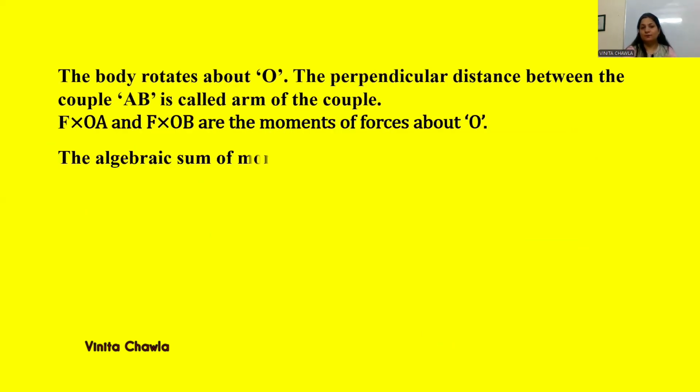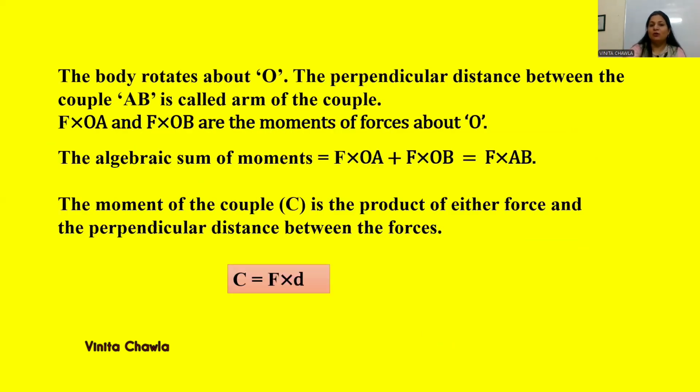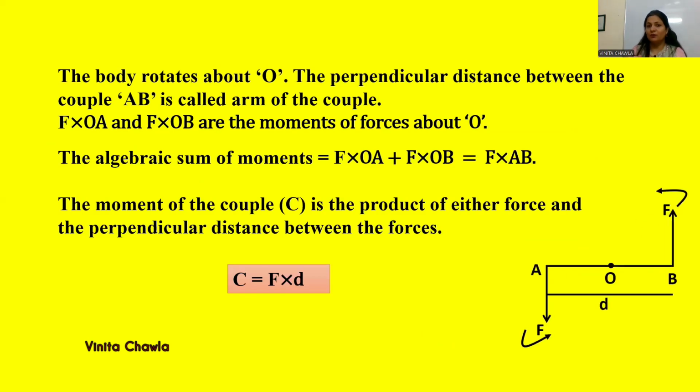couple. The perpendicular distance between A and B is called the arm of the couple. Here, if we are applying force in this direction, then what is O? About which point is the body rotating? About this point. Understood?